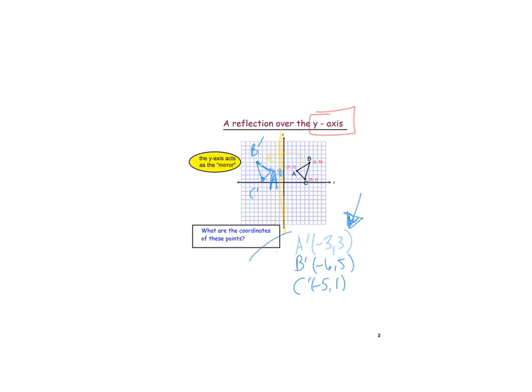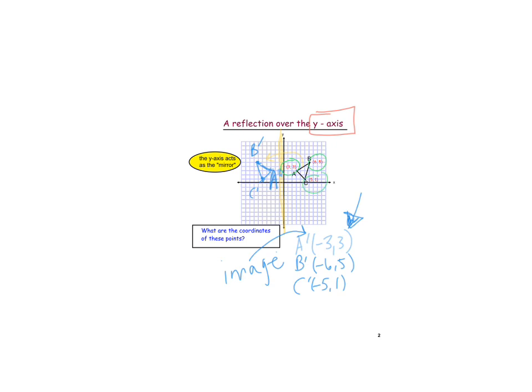Again, this symbol right here is a prime mark. It just indicates that it's not the original, it's the image. So if you were to take a minute and examine the coordinates, A, 3, 3 became negative 3, 3. 6, 5 became negative 6, 5. 5, 1 became negative 5, 1.